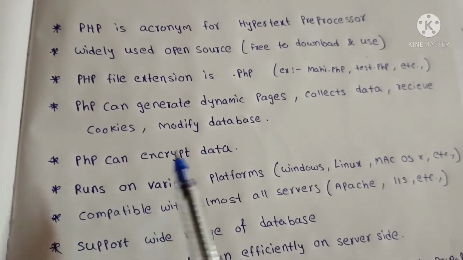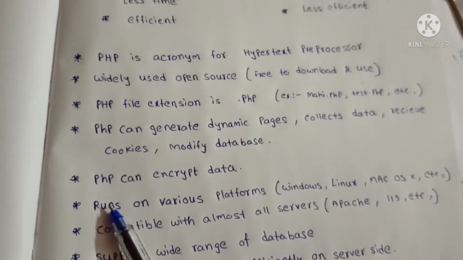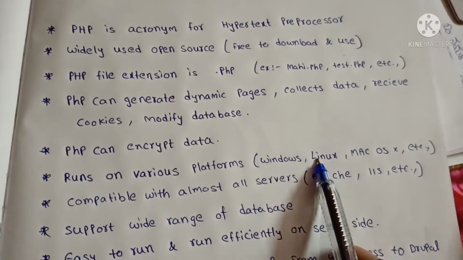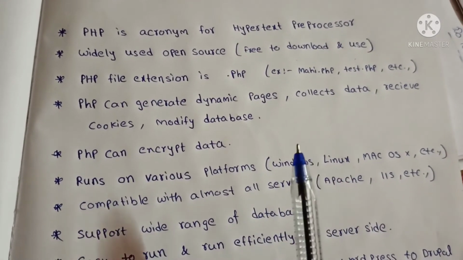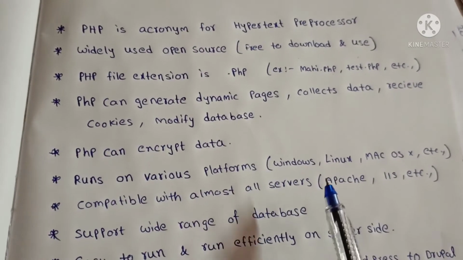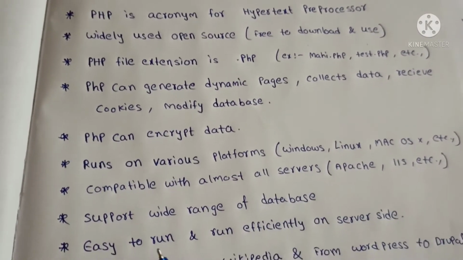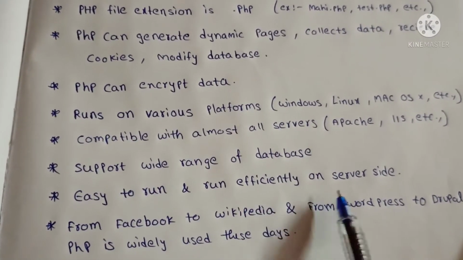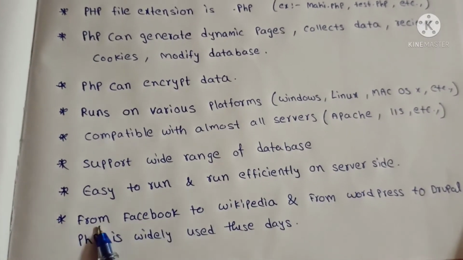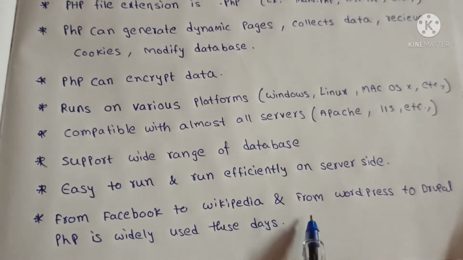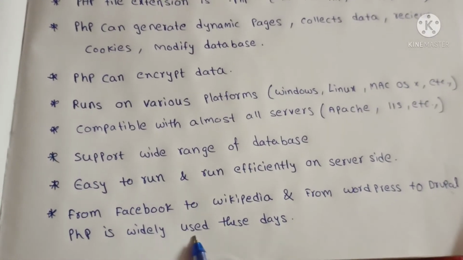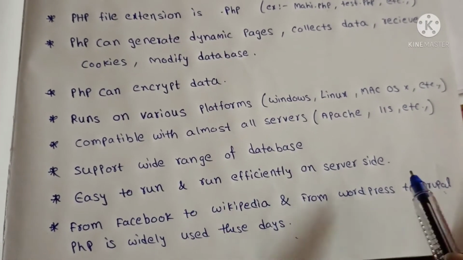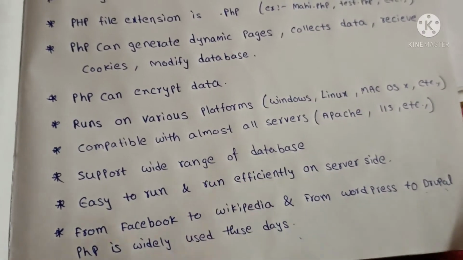And PHP data can be encrypted. Not only that, PHP can be run on various platforms, like Windows, Linux, Mac, etc. We can use it on any platform, and it is compatible with any server like Apache, IIS, etc. It supports a wide range of databases, and it is easy to run and runs efficiently on the server side. As we said earlier, from Facebook to Wikipedia and from WordPress to Drupal, PHP is widely used these days. WordPress and Drupal are CMS tools, content management system tools, and they are mainly used for web development.